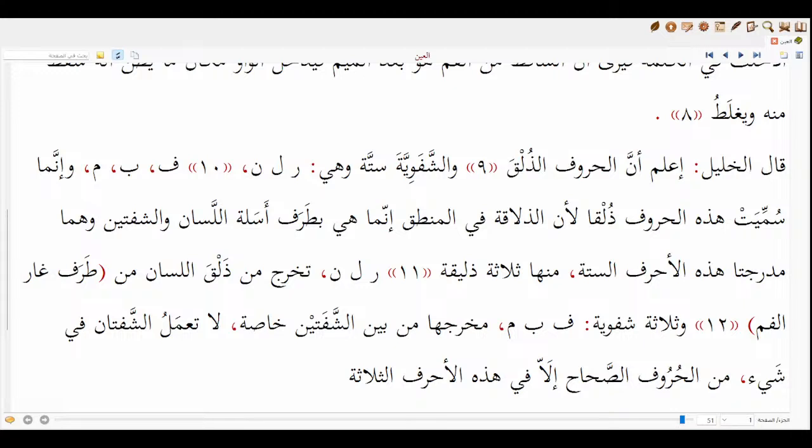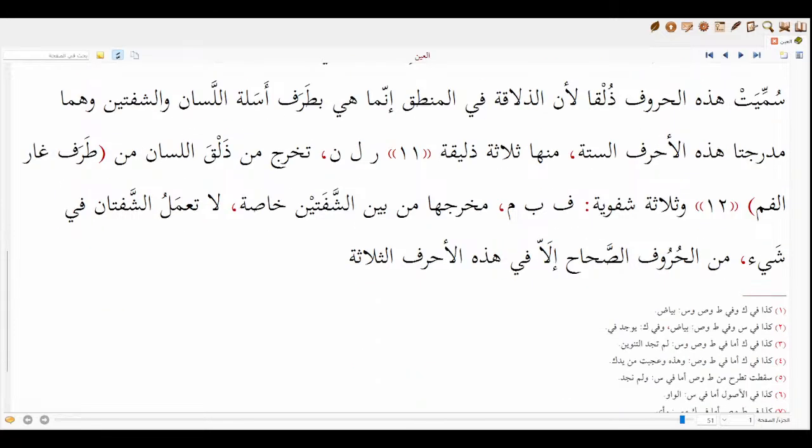So Khalil says that the letters of the dhulq and the letters of the lips are 6, and they are ra, lam and nun, and fa, ba and mim. Now what does dhulq mean?